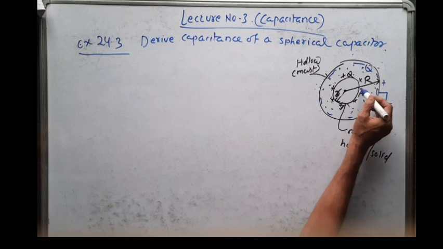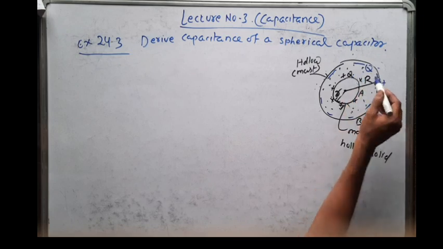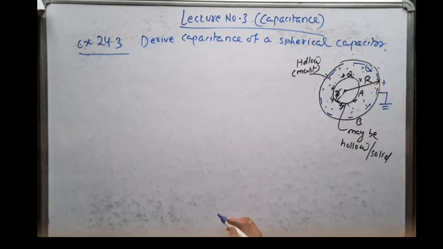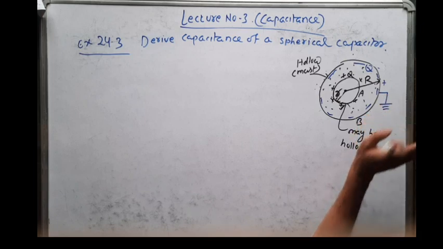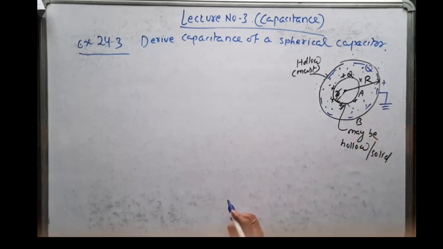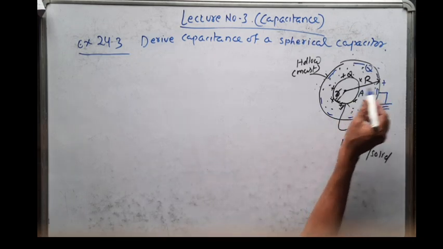That means here there are two spherical conductors separated by a dielectric medium. One plate has positive charge, another plate has negative charge. Now mind it, if there is no connection of earth shown in the figure, you have to assume it is already connected to the earth. So this is the logic of the capacitor. Now we will find the capacitance between these two plates.